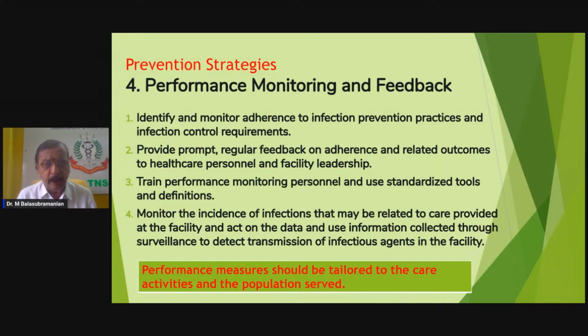Fourth one is performance monitoring and feedback. Identify and monitor adherence to infection prevention practices and infection control requirements. Provide prompt, regular feedback on adherence and related outcomes to healthcare personnel and facility leadership. Train performance monitoring personnel and use standardized tools and definitions. Monitor the incidence of infection that may be related to care provided at the facility and act on the data, and use information collected through surveillance to detect transmission of infectious agents in the facility. So the performance measures should be tailored to the care activities and the population served.